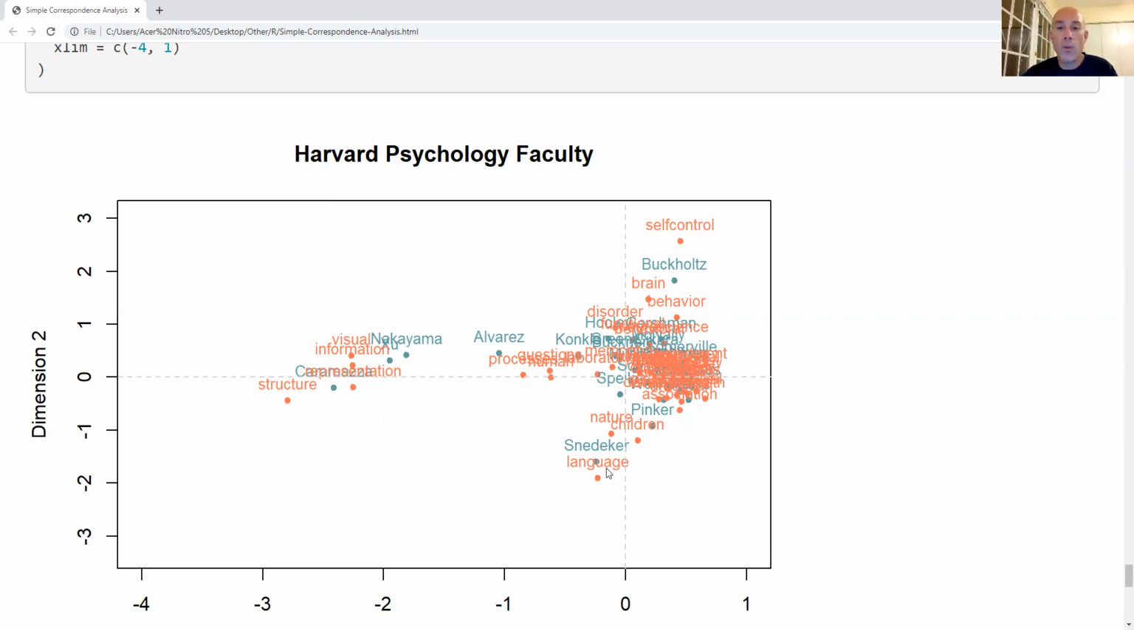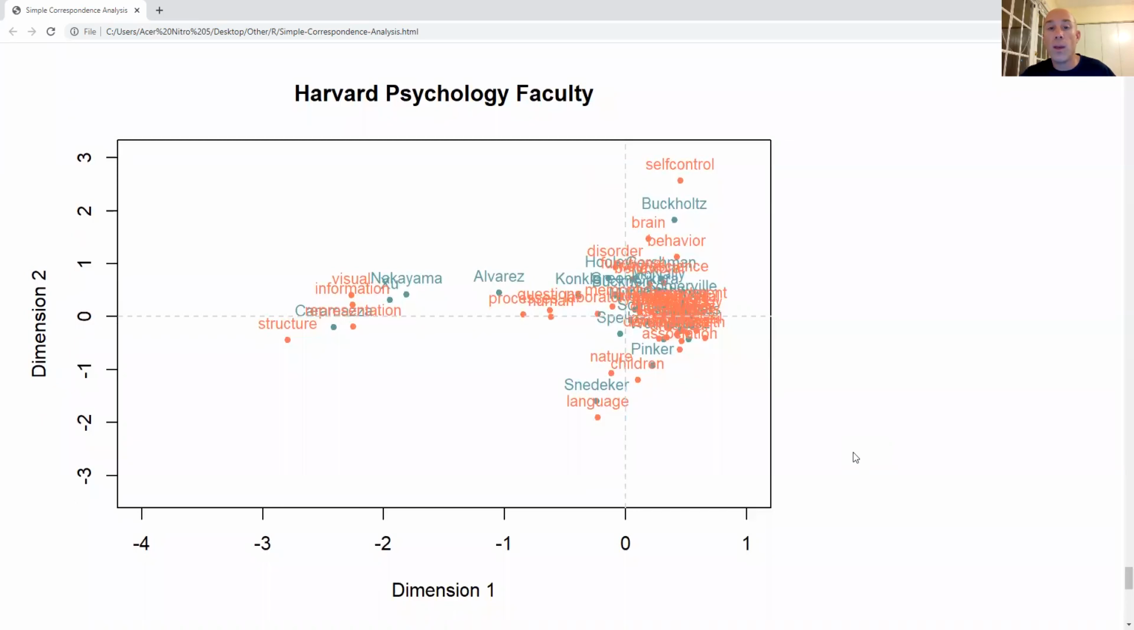Now, in terms of researchers, we see things very similar. This gives us an idea of where each researcher's focus is without having to read all of it. So I know that Nakayama is going to be very different in research than Buchholz. If I was looking to collaborate with one of these psychologists on something, Nakayama would be the person to work with, Buchholz probably not.